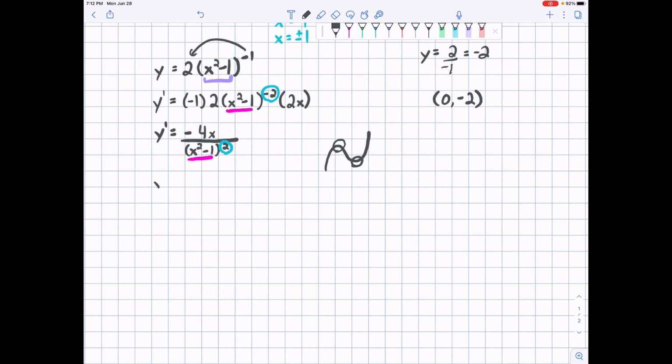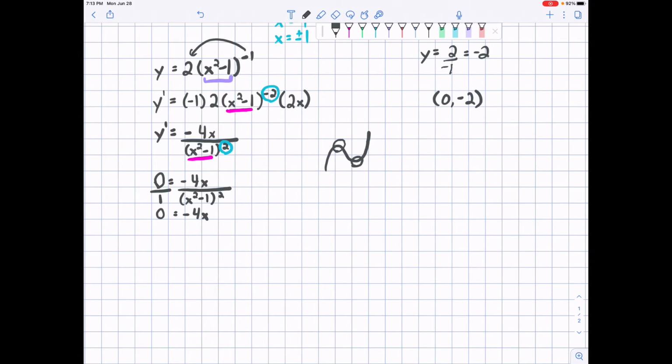So I'm going to take this derivative and set it equal to 0. That's how we find critical points: we take the derivative and set it equal to 0. Now I'm going to get x squared minus 1 squared. First, we're going to put this over 1 and cross multiply. So we're going to get 0 equals negative 4x.